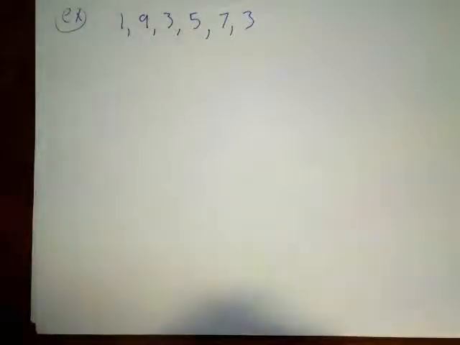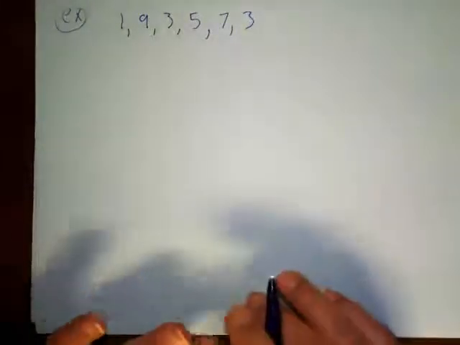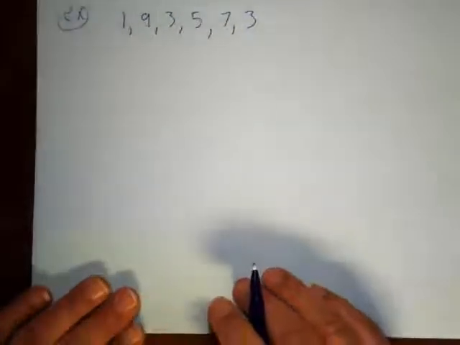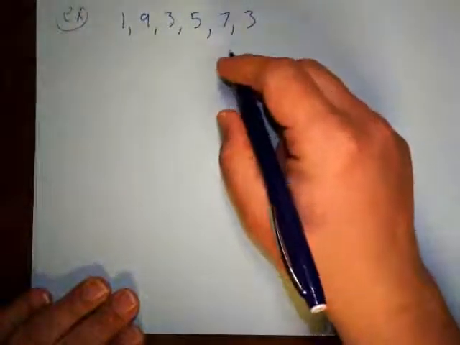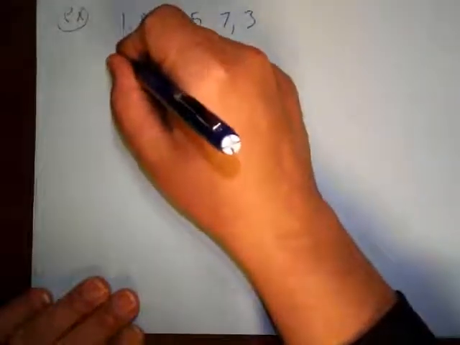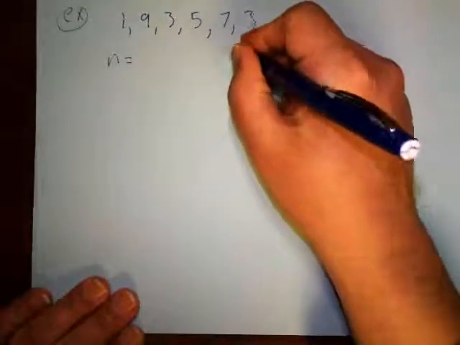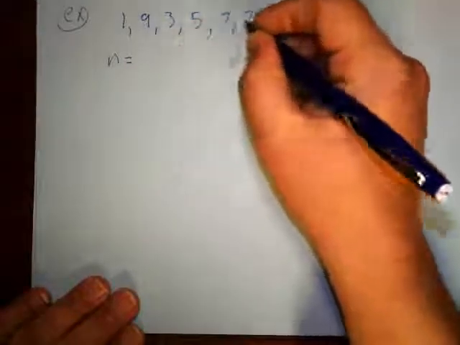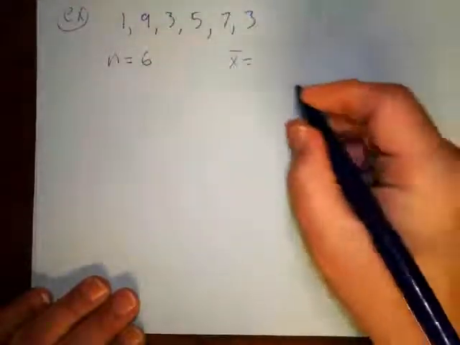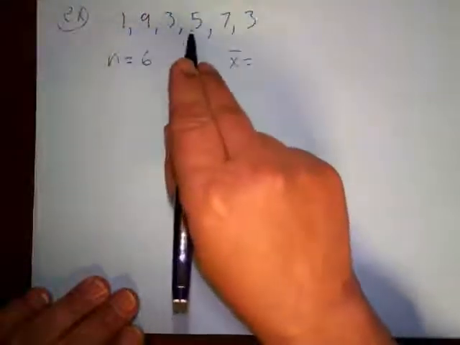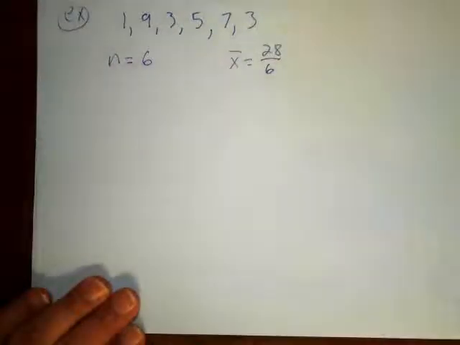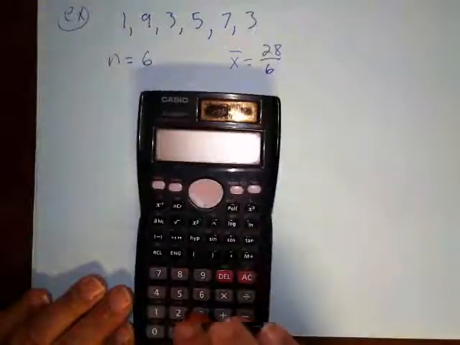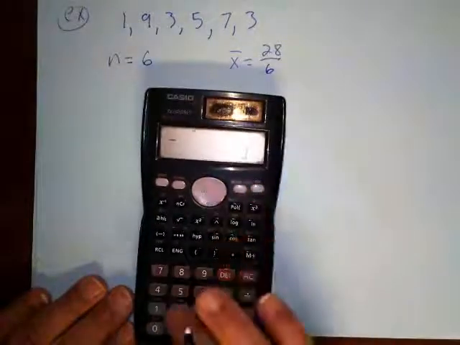Okay, in this video we are going to calculate the sample standard deviation when the mean does not come out evenly. So we always start by finding n and x bar. So n in this case is 6. So now when I add these together I get 10, 18, 28 divided by 6. Now that's not going to come out evenly. Let's see what I get.